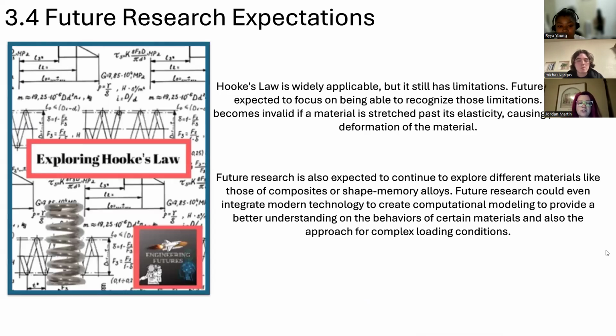3.4 Future research expectations. Hooke's law is widely applicable but still has limitations. Future research is expected to focus on being able to recognize those limitations. The law becomes invalid if a material is stretched past its elasticity, causing permanent deformation of the material. Future research is also expected to continue to explore different materials like those of composites or shape memory alloys. Future research could even integrate modern technology to create computational modeling to provide a better understanding of the behaviors of certain materials and also the approach for complex loading conditions.